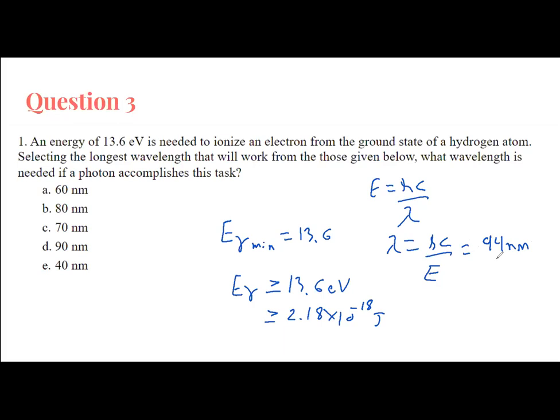So a photon with a wavelength of 94 nanometers has 13.6 electron volts. In other words, any photon with a wavelength shorter than that will have more energy. So if you look at the left here, the longest possible wavelength is whichever one is closest to 94, which would be D.